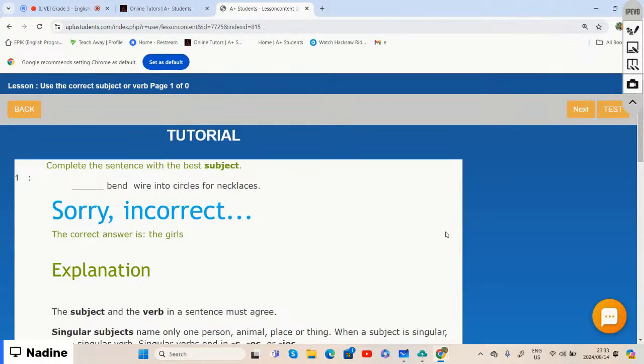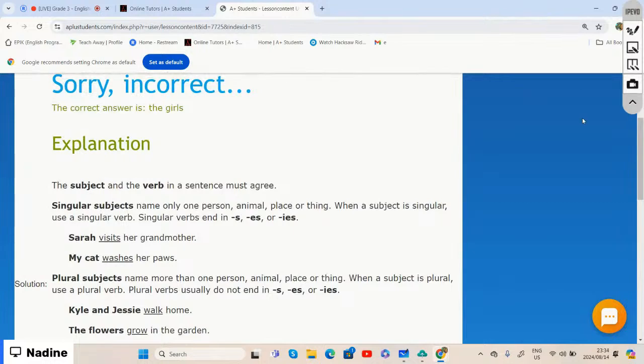All right. So now we're going to use the correct subject or the verb within the sentence. Question number one says we need to complete the sentence with the best subject. And remember, we said we have plural subjects and we have singular subjects, right? If we have a singular subject, then we need to have a singular verb which ends in s, es, or ies. If we have a plural subject, which refers to more than one person, animal, or thing, then it needs to agree with the verb, and our plural verb does not end with s, es, or ies.